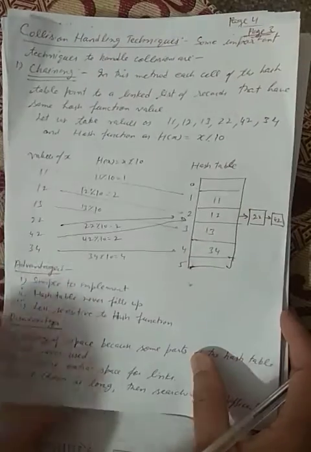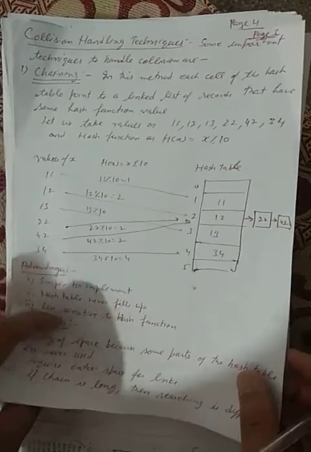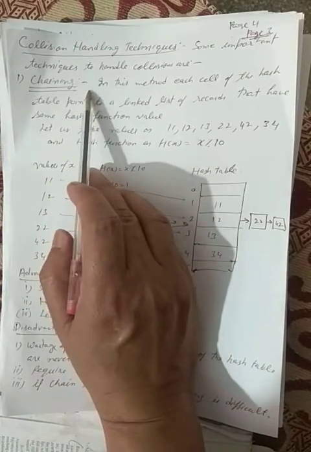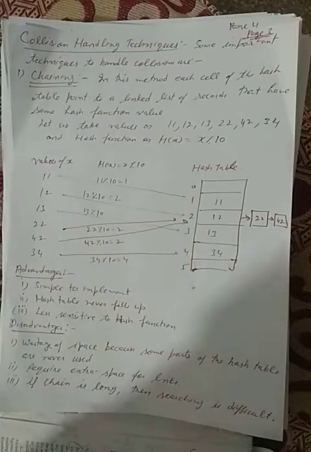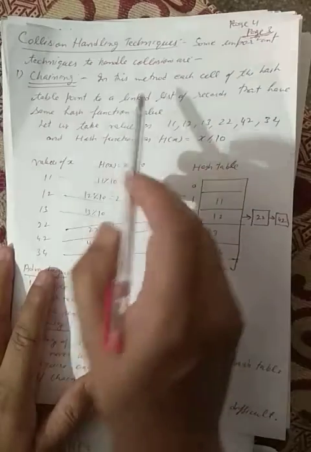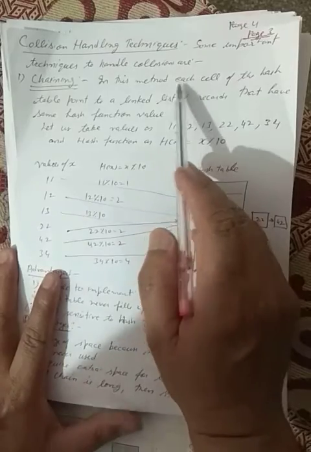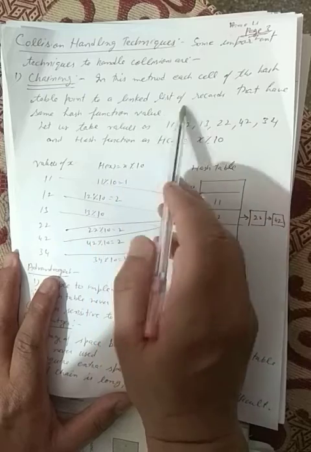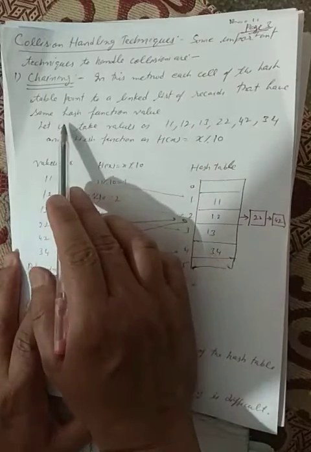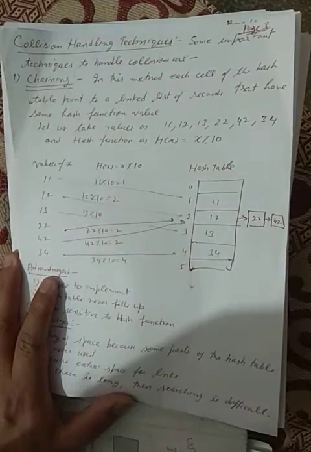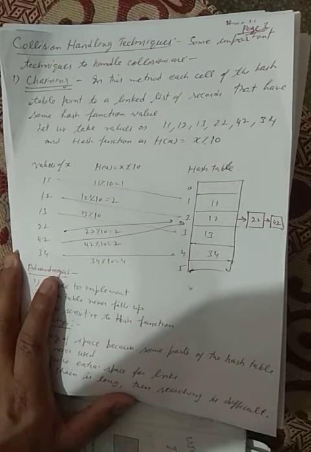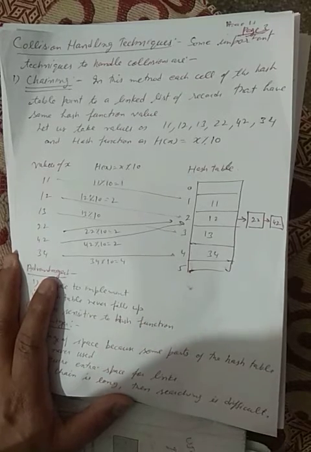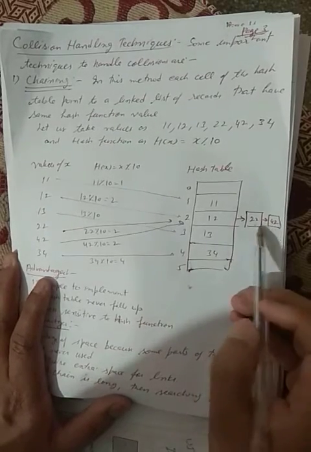What are these techniques? First technique is chaining. How can we handle it? We will make a chain of different values if they are coming to the same point. Chaining is a method in which each cell of the hash table points to a linked list of records that have the same hash function value. So if we are getting the same hash function value for two data items, these two data items will be stored at the same location by using a linked list, like shown here in this table.